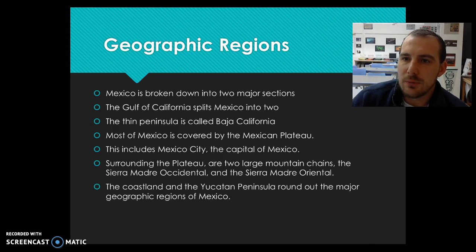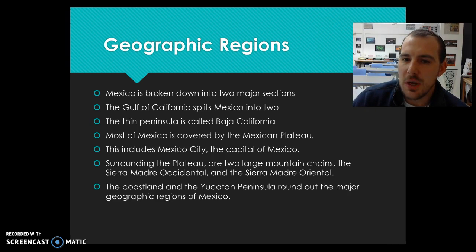The geographic regions is what we're going to show you on the map, and that is kind of how geographers break down Mexico into different regions that share similar qualities of geography. And if you look at Mexico, it's really broken down into two major sections. The Gulf of California, which I'll show you on the map in a minute, splits Mexico into two. The thin peninsula to the left of the Gulf of Mexico is Baja California.